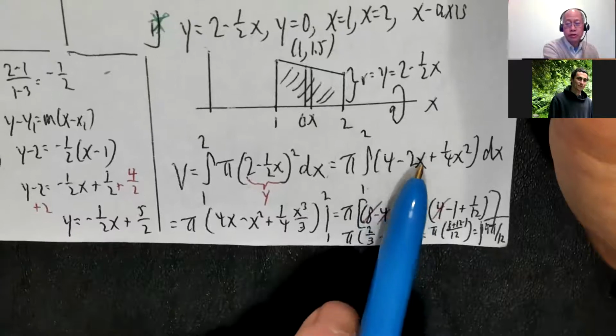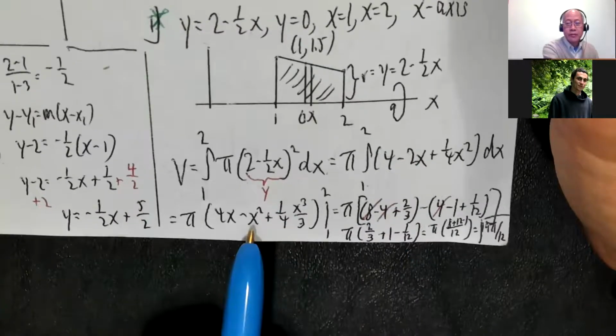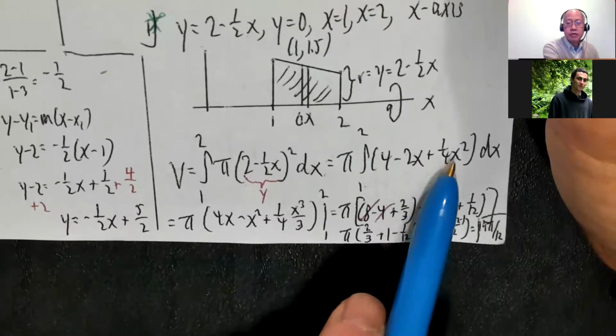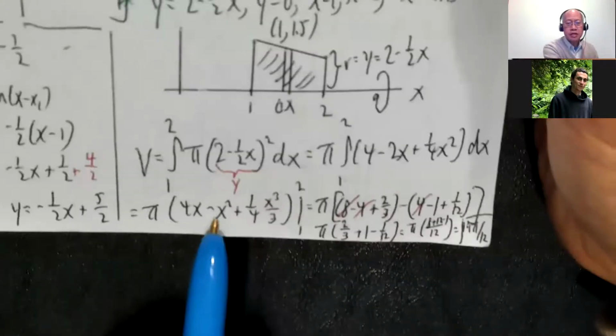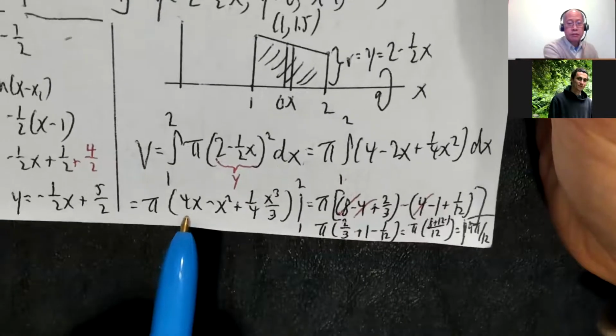So negative 2x squared over 2, the 2's cancel out. So I have that. And then 1/4 power root x cubed over 3 from 1 to 2. Remember, you can always double check by differentiation. Right? What's the derivative of that?